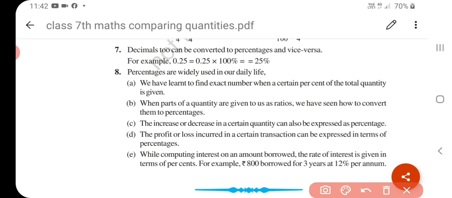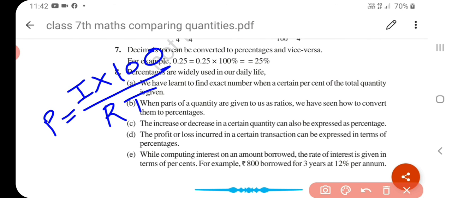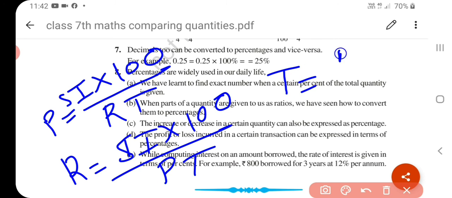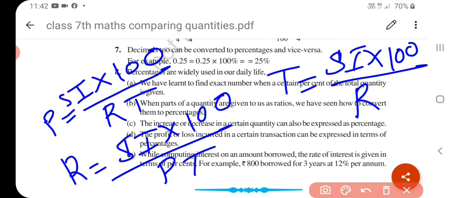Okay, what is the formula for finding P? If the principal amount is not given to you, then you can find it with simple interest into 100 upon RT. Okay, and if you want to find R, then again simple interest into 100 upon PT. And if you want to find time period, simple interest into 100 upon PR.